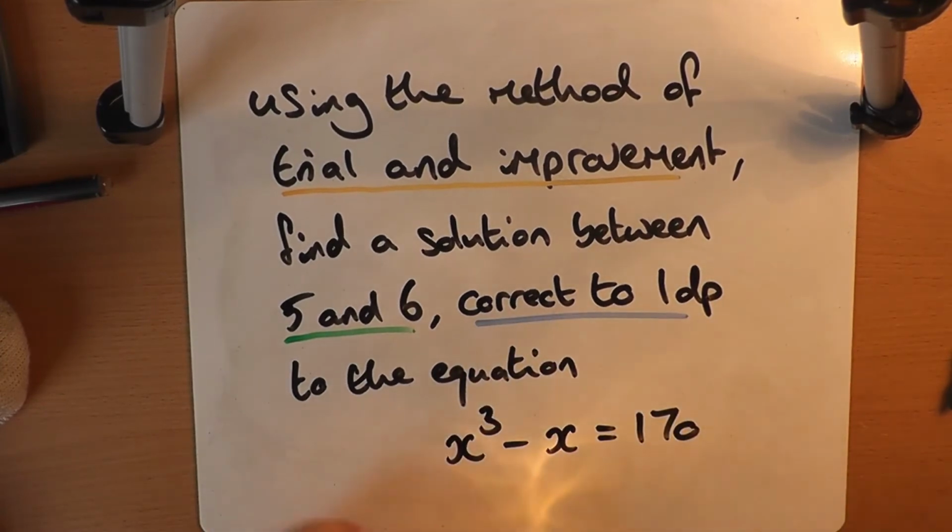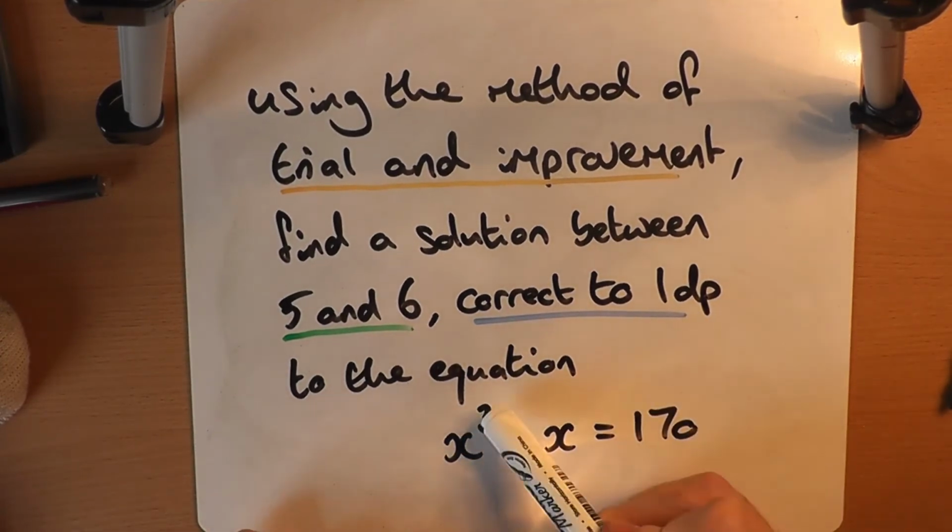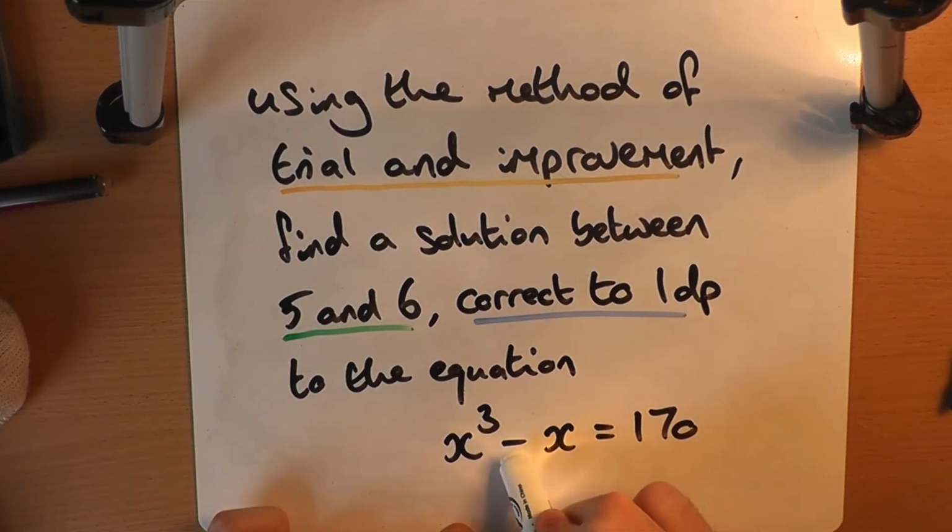Notice that this time we've got an equation that gives us a much bigger answer. We've also got a cubed and we've got a subtract in there, but actually it shouldn't really matter. The fact that it's mentioned this trial and improvement specifically will be 5 or 6 marks worth of doing exactly the same thing as we did last time.